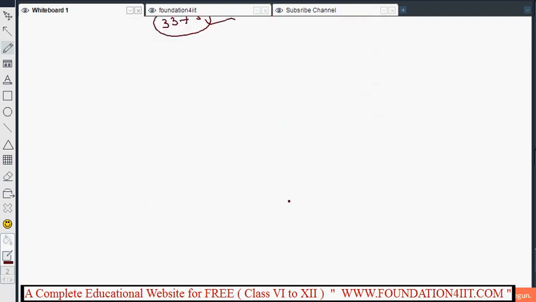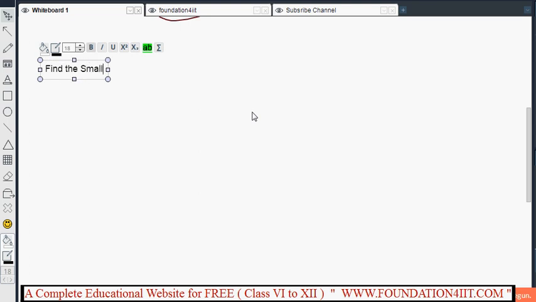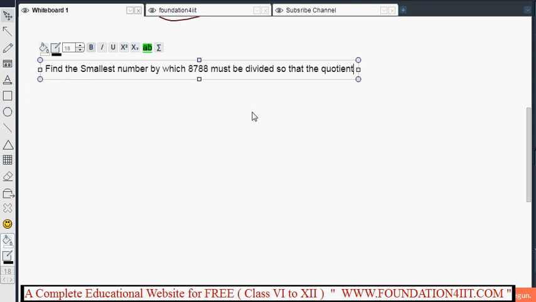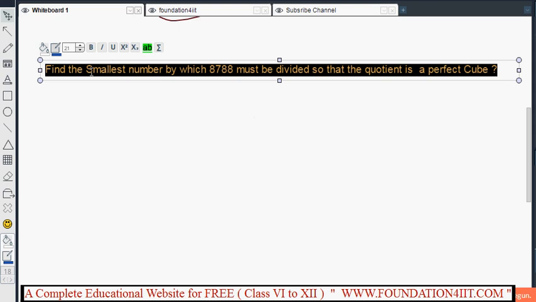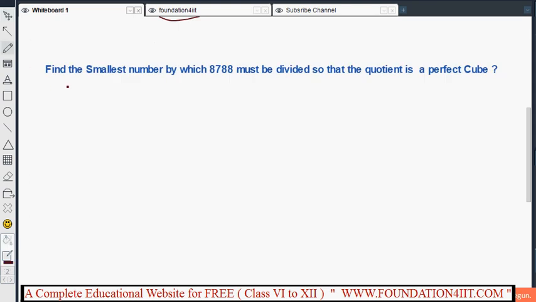Okay, I'll give you one more question. So what is the number we need to divide? Find the smallest number by which 8788 must be divided so that the quotient is a perfect cube. Clear. So what is the smallest number by which 8788 must be divided so that the quotient should be a perfect cube?